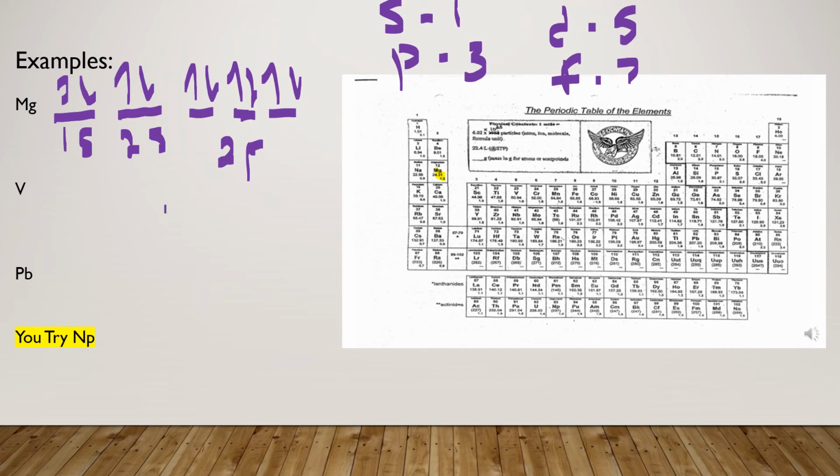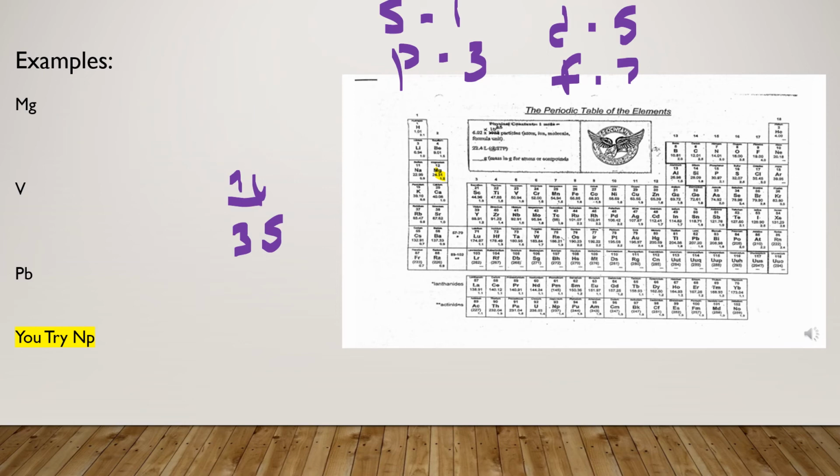So we're going to have to go to 3s, 11, 12. So that one's full. That's your orbital diagram for magnesium. It's a little messy, but it'll do the trick.